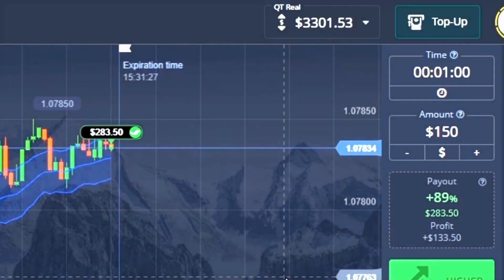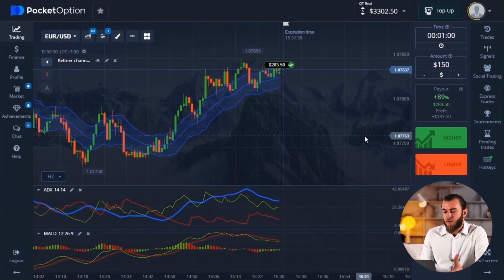My forecast came true, which brings profit. Now we are at a point where growth and decline are possible. Therefore, for now, it is better to observe the chart and not make hasty decisions.